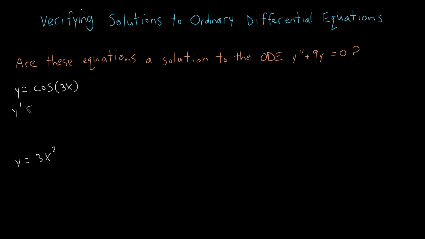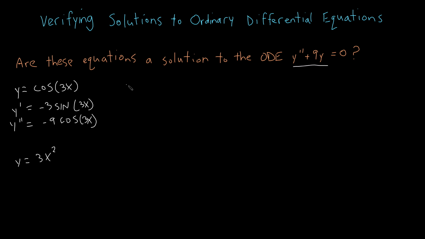So our first derivative, got a chain rule here. Derivative of cosine is negative sine. So with the chain rule, the 3 comes out. So it'll be negative 3 times sine of 3x. And then we have to take the derivative again. Derivative of sine is cosine, and we've got another chain rule. So negative 9 cosine of 3x. Then we do that because we're going to plug it into our ODE.